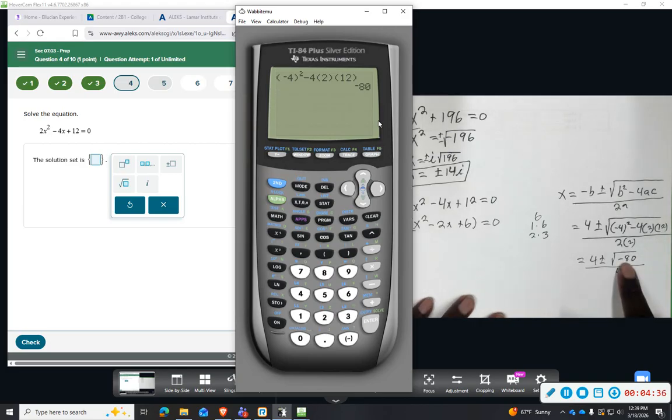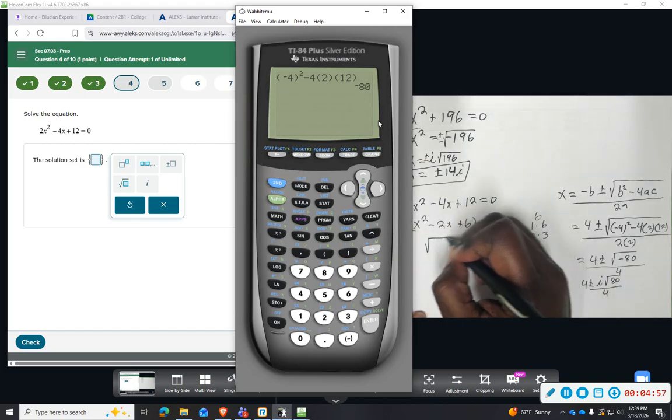So again, just like we did in the previous problem, we cannot take the square root of a negative. So we're going to pull that out. It's going to become imaginary. So we are looking at 4 plus or minus imaginary square root of 80 all divided by 4. And then off to the side, I'm going to see if this square root of 80 will reduce.